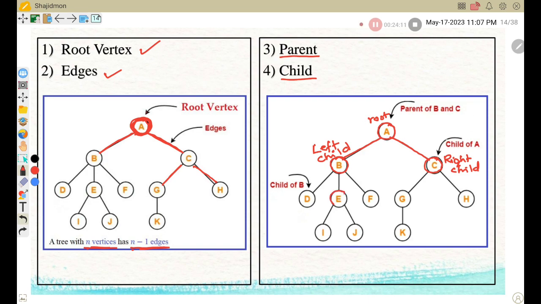Same like this one, for example E. When we are taking E, we have 2 children, I and J. Left child means I, right child means J. Now if we are taking the opposite sense, for example vertex K, what is the parent of K? G is the parent of K, correct? Now same here, what is the parent of the vertex D? That is B, correct? D, E and F are the children of the vertex B. So I hope you understood what is the meaning of parent and child.